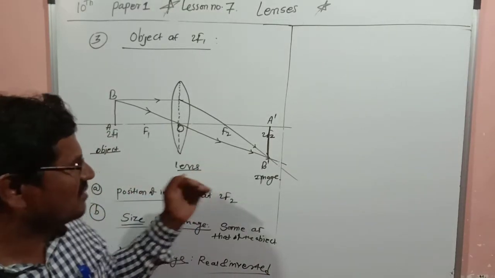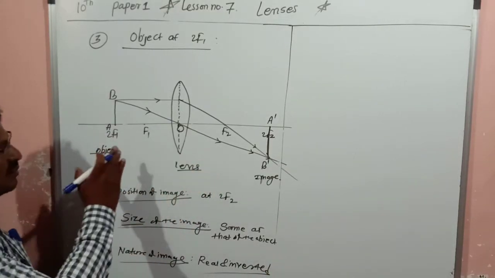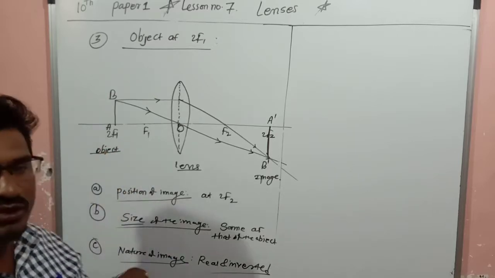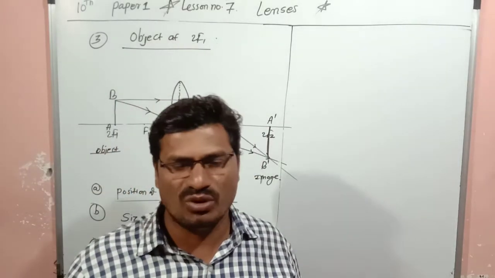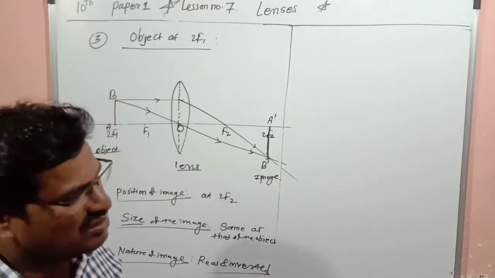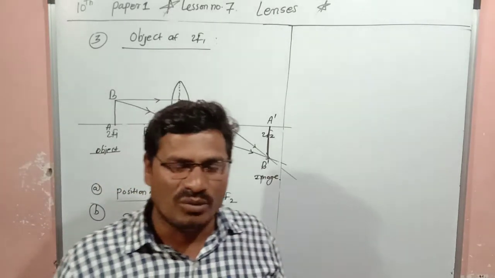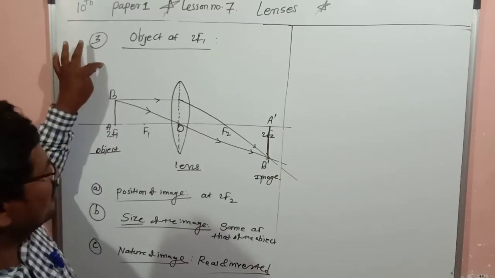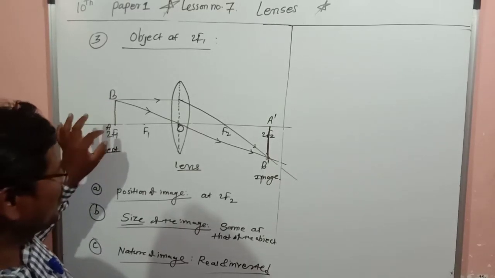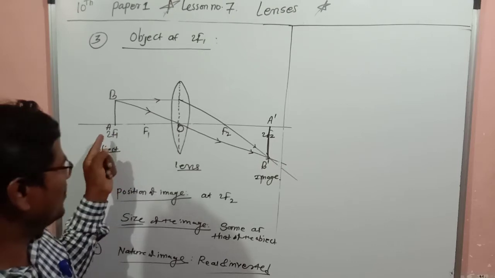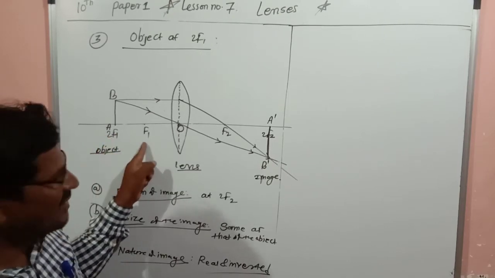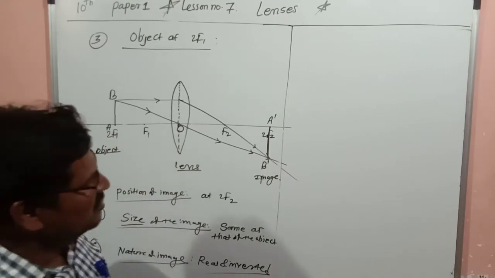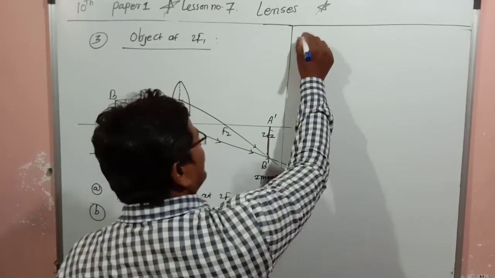So this one is position number 3. Now we are going to study the diagram for the 4th position. In the 3rd position, the object was at 2f1. Now the object in the 4th position will be between 2f1 and f1. So the 4th position is there.